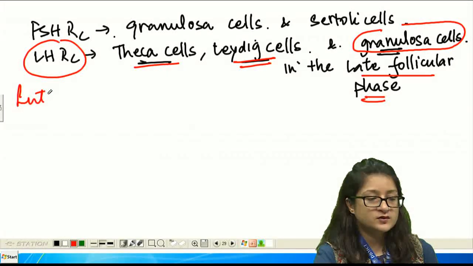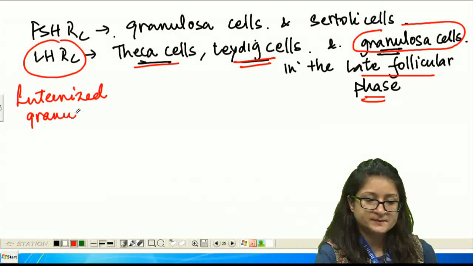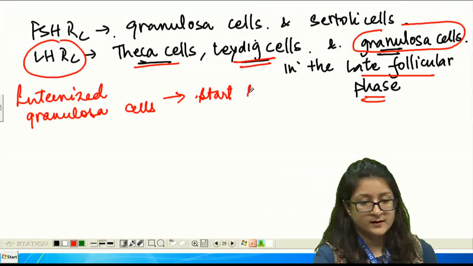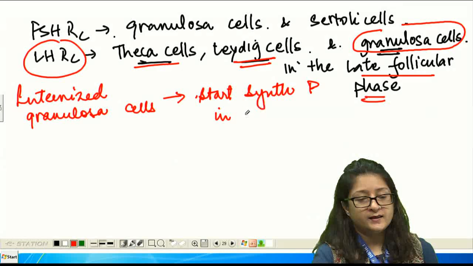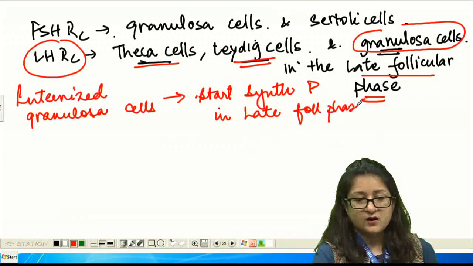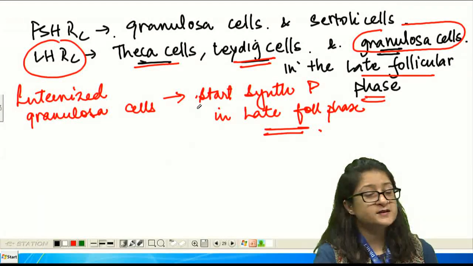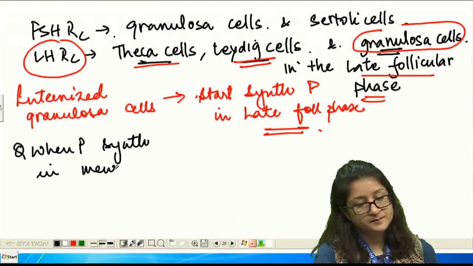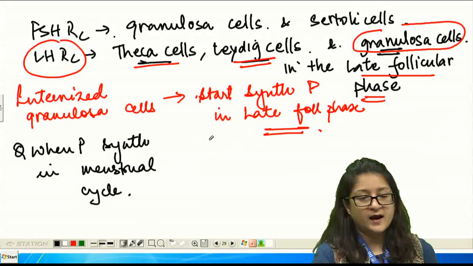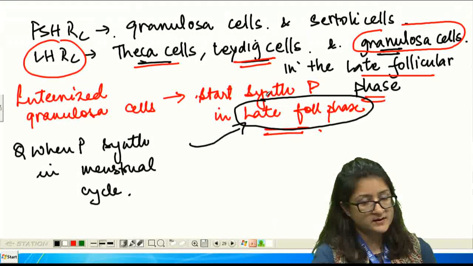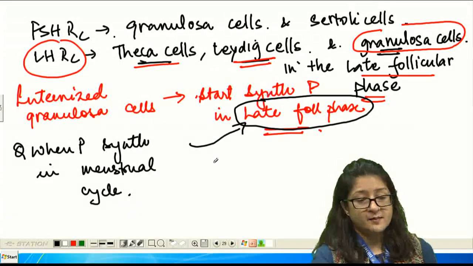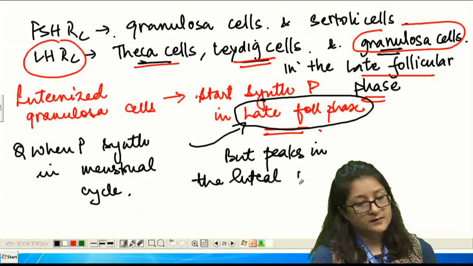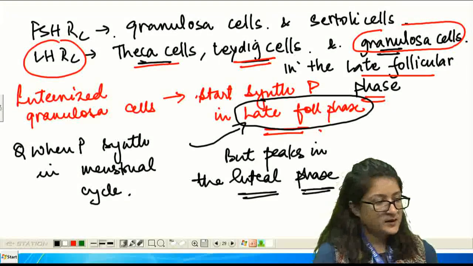So these luteinized granulosa cells, in the late follicular phase, start synthesizing progesterone. If the question is asked, when is progesterone synthesized in the menstrual cycle, then the answer is late follicular phase, all right? The synthesis of progesterone begins in the late follicular phase, but it peaks in the luteal phase.